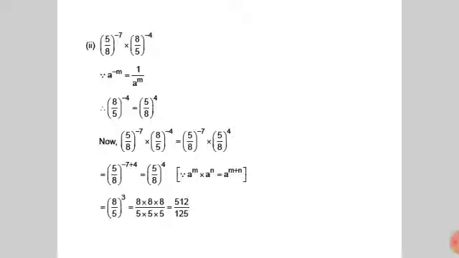So 5 by 8 the whole power minus 4 into 5 by 8 the whole power 4. The base is the same, so powers are added: minus 7 plus 4. So subtract, with the greatest number's sign. 5 by 8 the whole power minus 7 plus 4, we get the value minus 3. So the power's value is minus 3. So 5 by 8 the whole power minus 3.